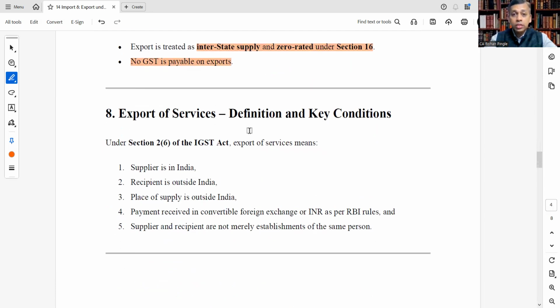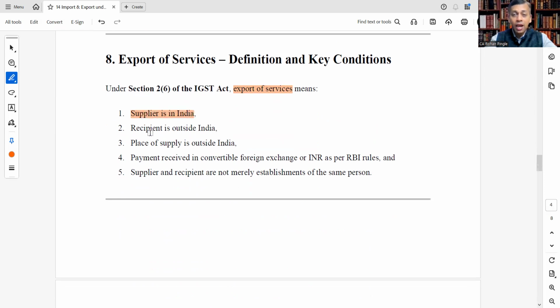Let's see export of services. What is the definition and key conditions? Under section 2, subsection 6 of the IGST Act, export of service means the supplier is in India, the recipient is outside India, the place of supply is outside India, payment is received in convertible foreign exchange or INR as per RBI rules, and the supplier and recipient are not merely establishments of the same person. They should not be related. So all these conditions must be met to qualify as export of services.